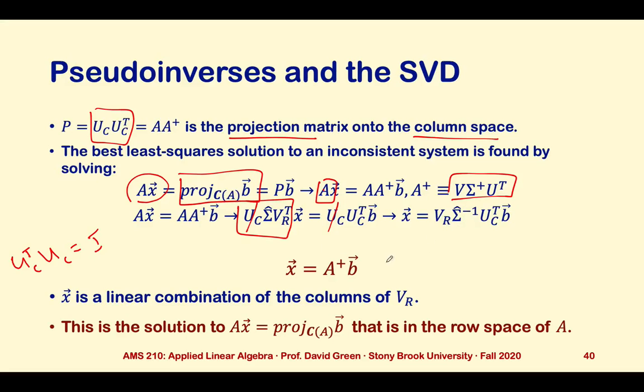That gives us VR transpose X equals sigma hat inverse UC transpose times B. And then we can multiply, sorry, this is on the wrong side here. I want to be careful about what I'm doing here.